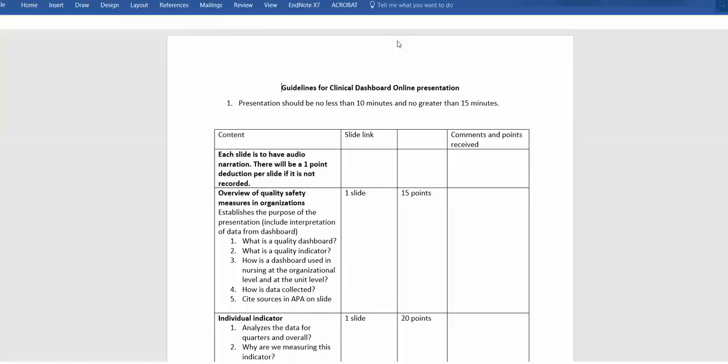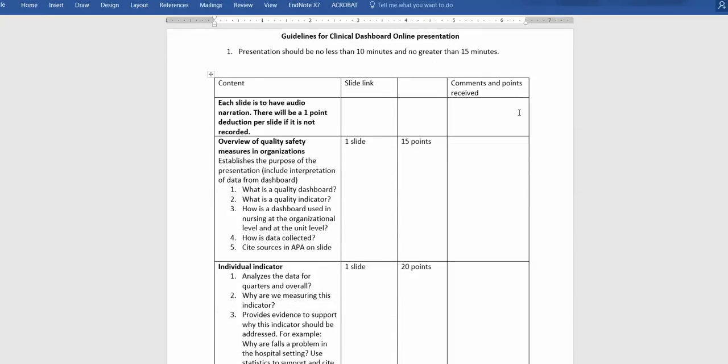Okay, so the next thing that we'll do is the clinical dashboard assignment. And what we have done here is we have set up a rubric that tells you, for each slide, what you have to cover. So if you cover what's in this rubric, you should do very well in this assignment.